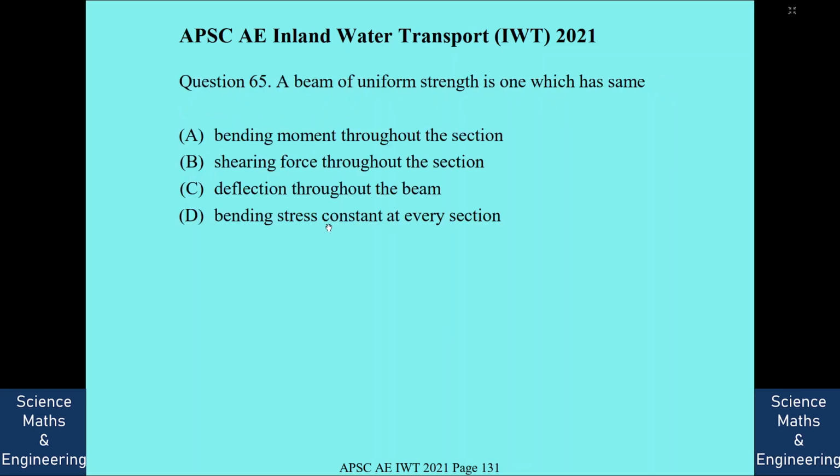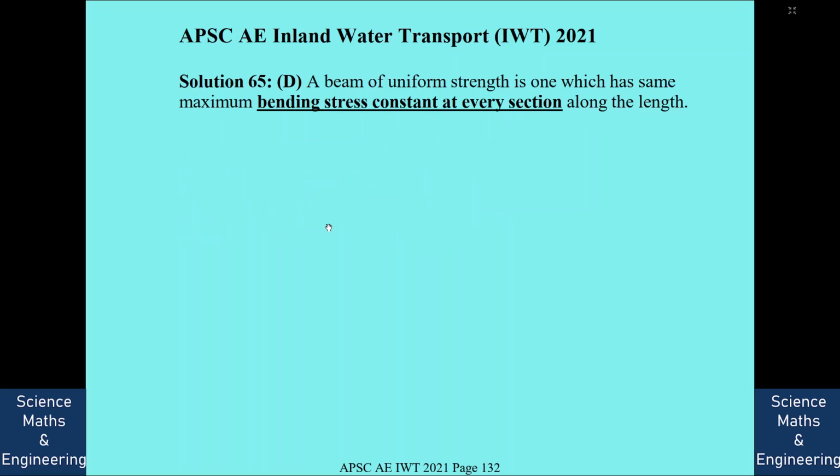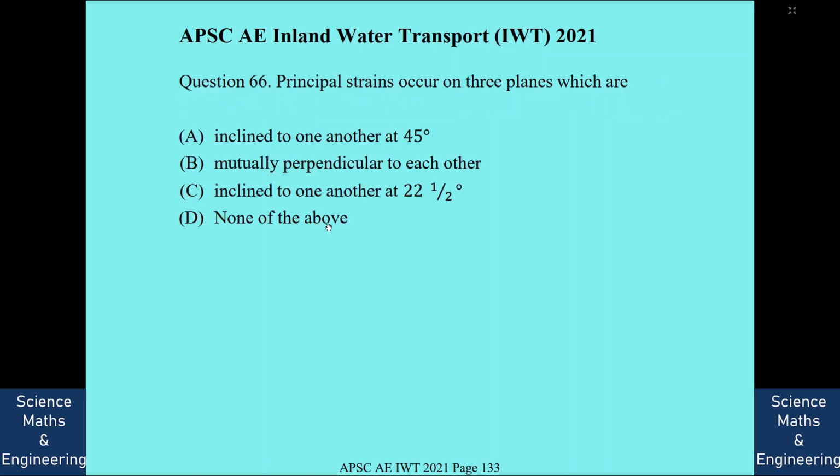Next, a beam of uniform strength is one which has the same bending moment throughout the section, or the same shearing force throughout the section, or the same deflection throughout the section, or the bending stress is constant at every section. So the answer is, a beam of uniform strength is one which has the same maximum bending stress constant at every section along the length. Okay, next question.